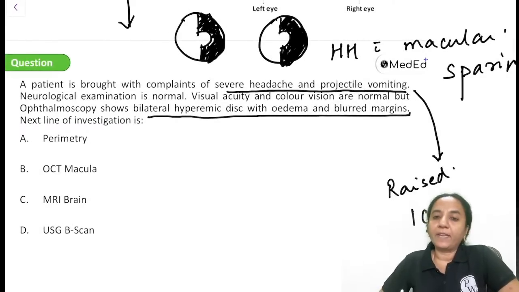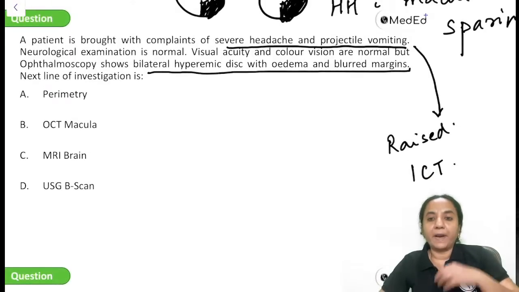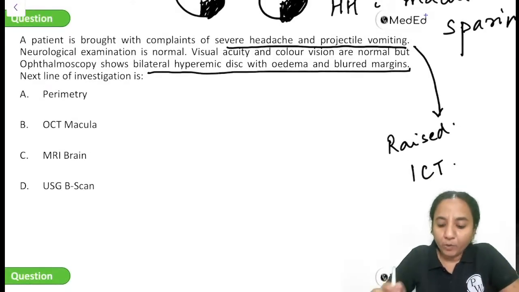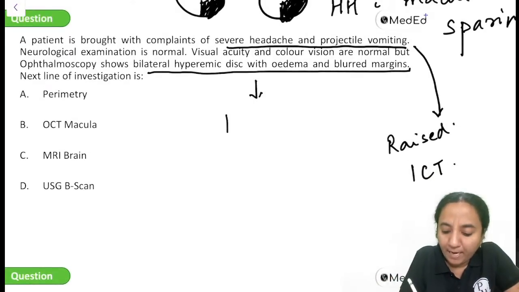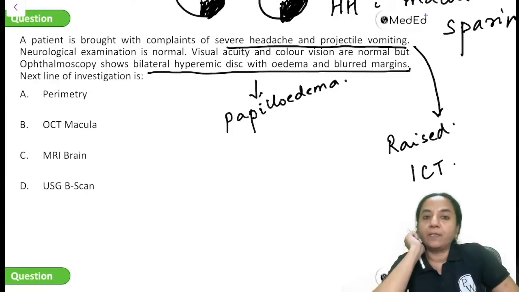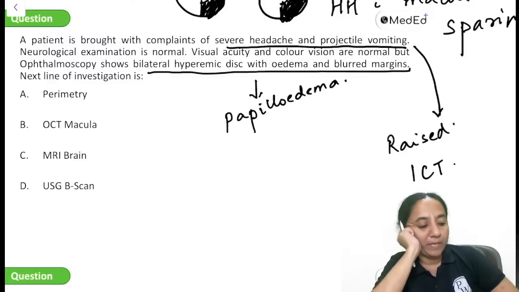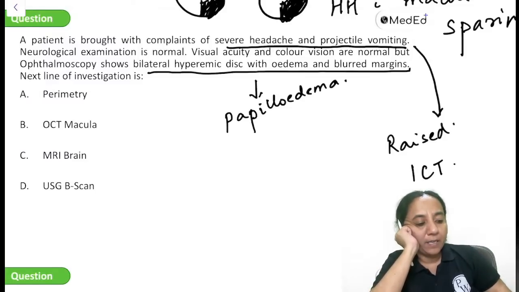And what do you get when there is a raised ICT? You get bilateral papilledema, right? So papilledema, see, it is showing hyperemic disc edema with blurred margins. So a patient presents to us with headache and projectile vomiting. This is suggestive of raised ICT, and here we get papilledema. In papilledema, what is important to note is that the vision, the color vision, the pupillary reaction and the anterior segment are all normal.